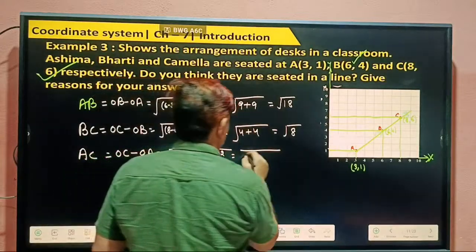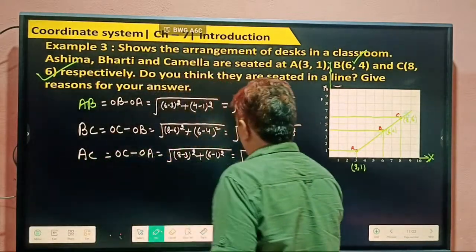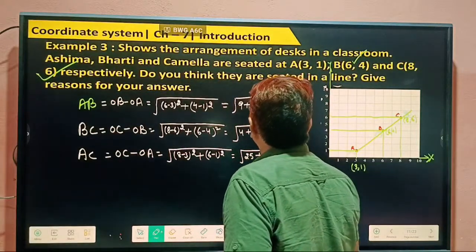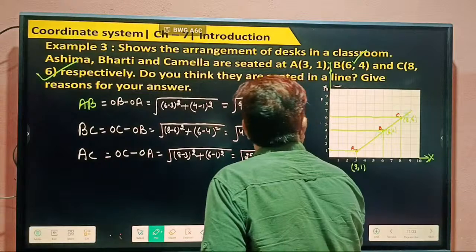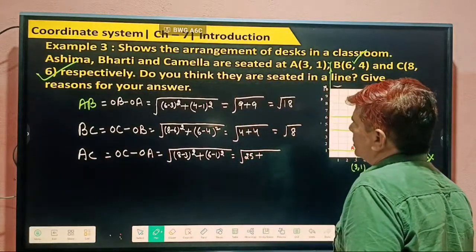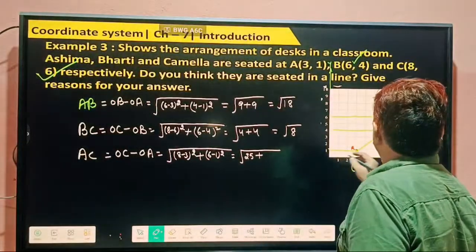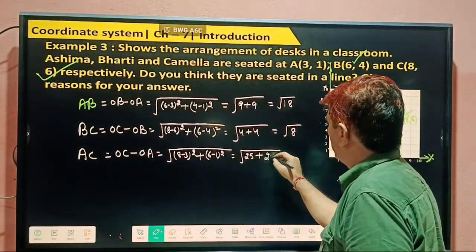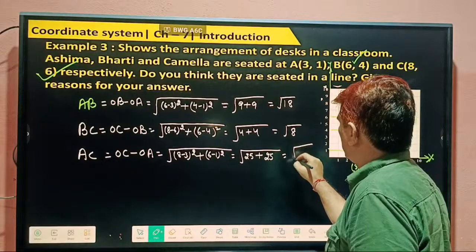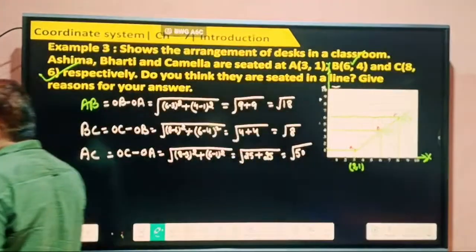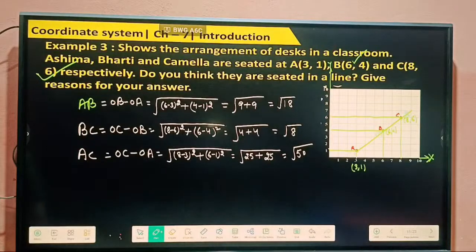And this is equal to 8 minus 3, 5. 5 squared is 25, plus 6 minus what? 6 minus 5 is 1. 1 squared is 1. So what is this? 25 plus 25. So how much? If you check, this is under root 50. What is this? Under root 50.